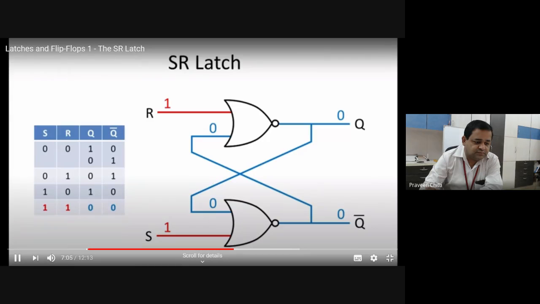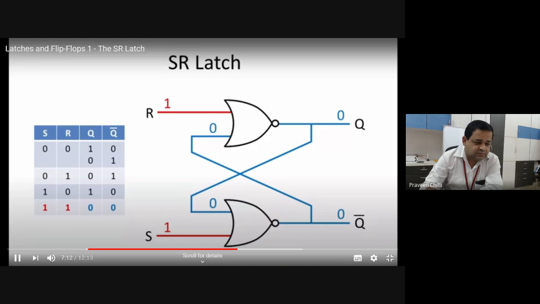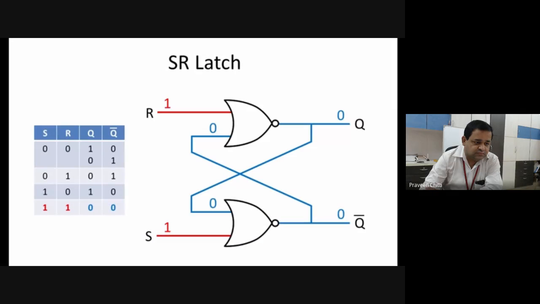For example, if R fell to 0 first, with S still at 1, then Q would become 1 again. If, however, both inputs were at 1 and both fell to 0 at the same time, we'd have what's known as a race condition between the two gates. They'd be racing each other to feed back their new output, and it's impossible to know which one would win. Hence, if both inputs are high, the next state of the latch can't be determined. This is not a state that the latch should ever be in.